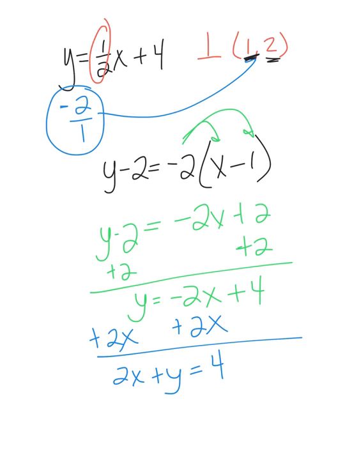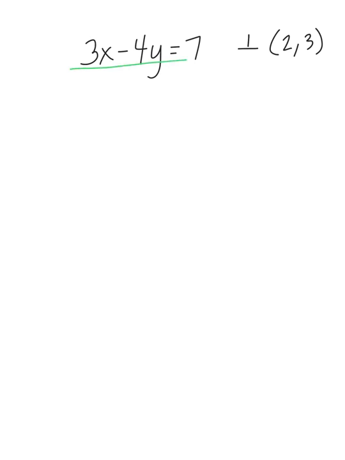Let's look at one more. One in standard form, 3x minus 4y equals 7. Let's say we need a line that is perpendicular and contains the point, let's say 2, 3. So first, I've got to take my original equation and find the slope. To find the slope, I'm going to get it in y equals mx plus b slope-intercept form.